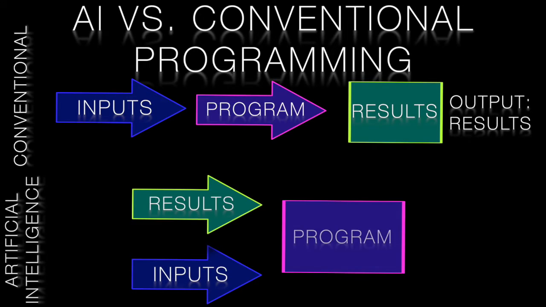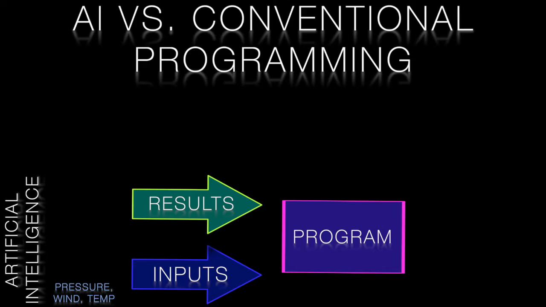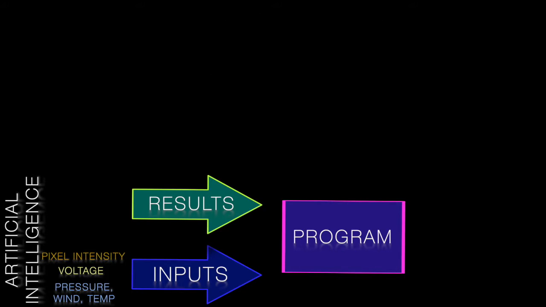AI turns this process inside out. In a technique called supervised learning, we'll show a classifier a bunch of input data. For a meteorological system, this could be pressure, wind speed, and temperature. For a speech recognition system, it would be the electrical signals from a microphone. For a vision system, the intensity of pixels. Then we show it the corresponding outputs, weather patterns, words, and image labels that correspond to those particular inputs.